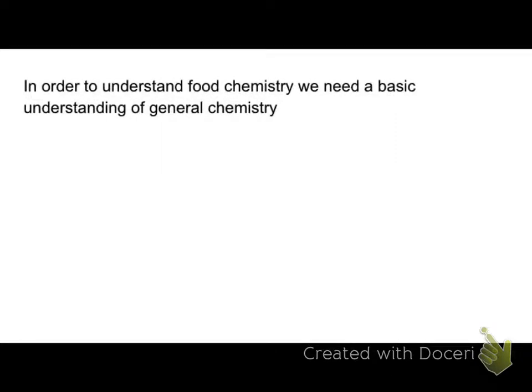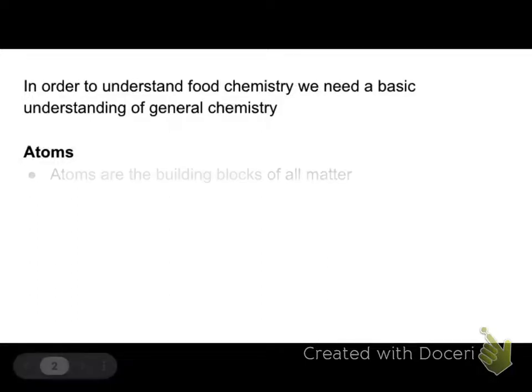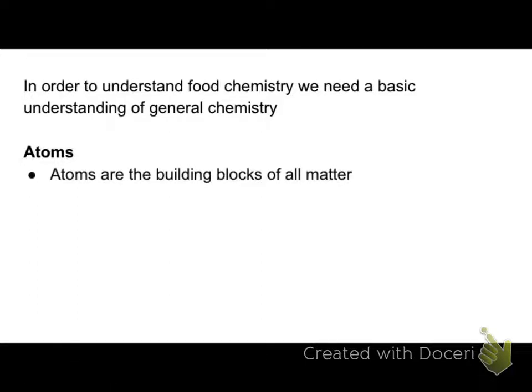So, in order to understand the chemistry of food, which is our goal for this chapter, we have to first understand basic general chemistry. Atoms is where we have to start then. So, atoms are the building blocks of all matter. Everything on Earth is made up of atoms of different elements. There's 118 elements that we have discovered.